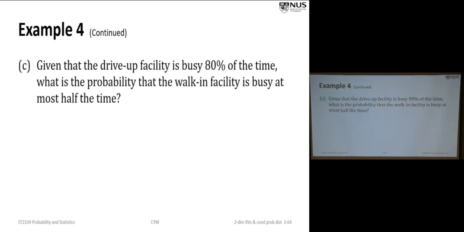Given that the drive-up facility is busy 80% of the time, you can think of it like this. If the drive-up facility is used 80% of the time, will the walk-up facility behave differently? That's the idea. Intuitively, maybe wrong, but if the other facility is more busy, then it may be a very busy time. So I expect that our x will behave differently. That means x has more chance of having a high value, more busy.